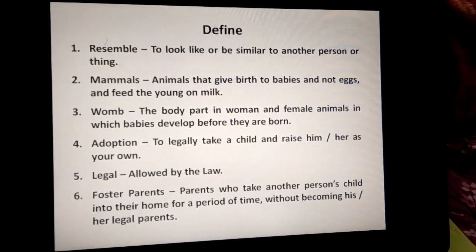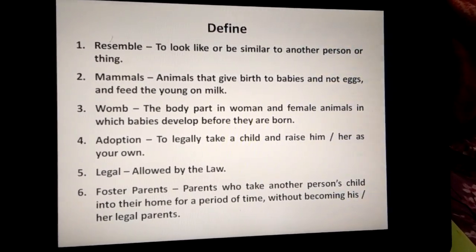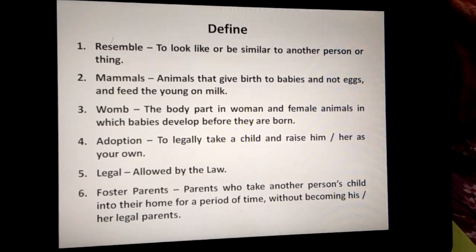Now I will start with define, back exercises, question answers and give one word. Let's start with define.